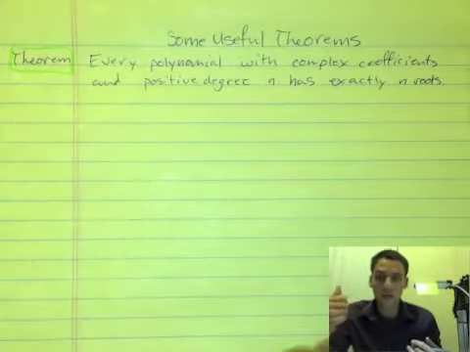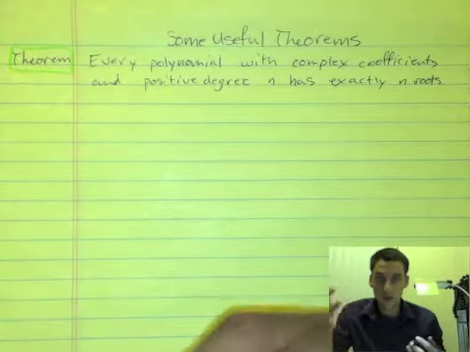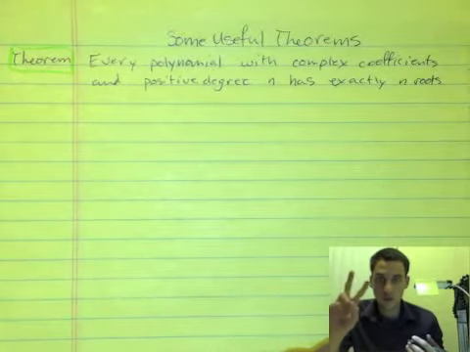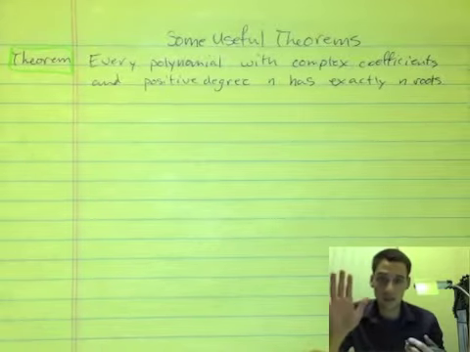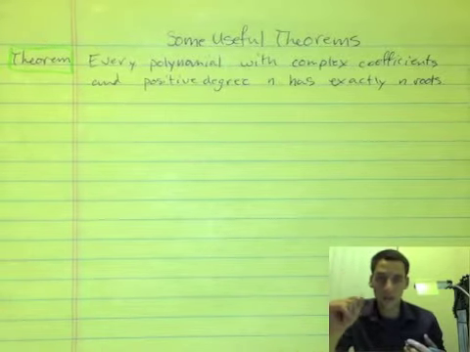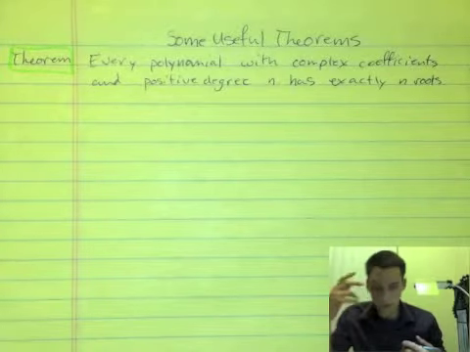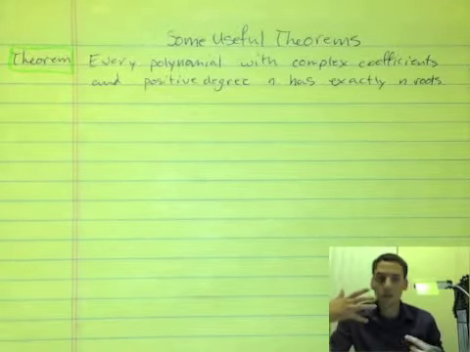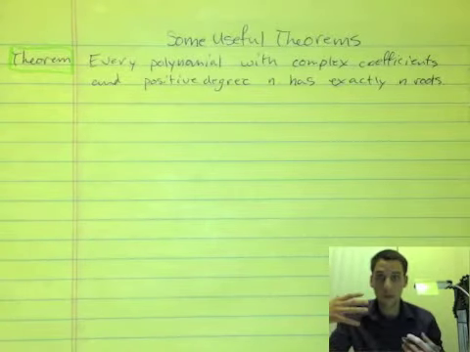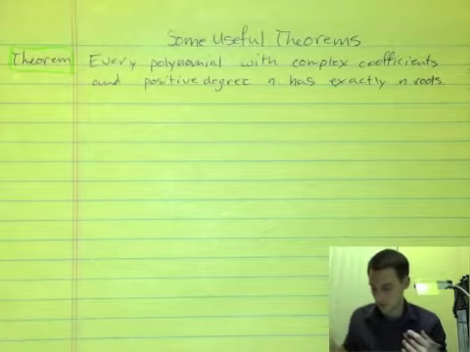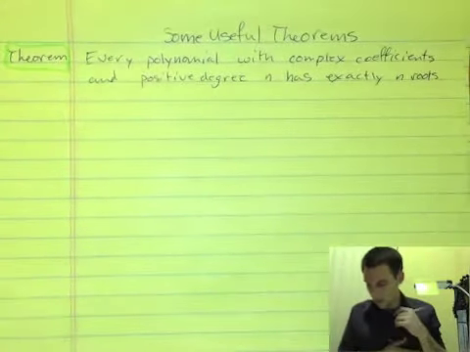If you have a degree 2 polynomial, then it should have exactly 2 roots. They could be double, they could be not double, they could be imaginary, they could be real, doesn't matter. It will have exactly 2. If you have a degree 3 polynomial, you'll have 3 roots. If you have a degree 4 polynomial, you'll have 4 roots. That's what it means. So, yeah, that's it for that.